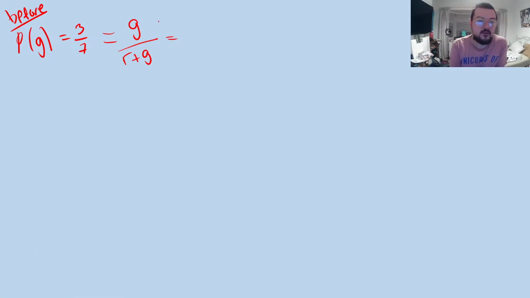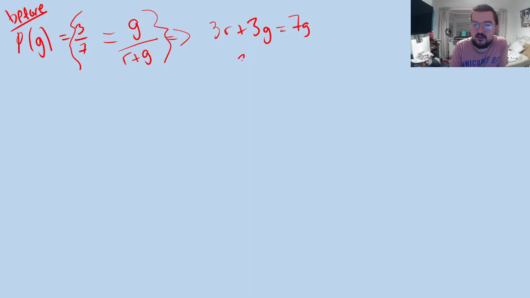So at this point, well, I'm saying the word point a lot. We have these two things here. We can equate them. We can express R in terms of G by solving. So what we can do, we can cross multiply. We can times both sides by 7. We can times both sides by R plus G. This gives us 3R plus 3G equals 7G. We can just take 3G off both sides. We get 3R equals 4G.